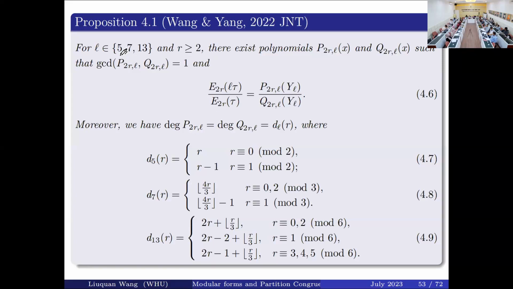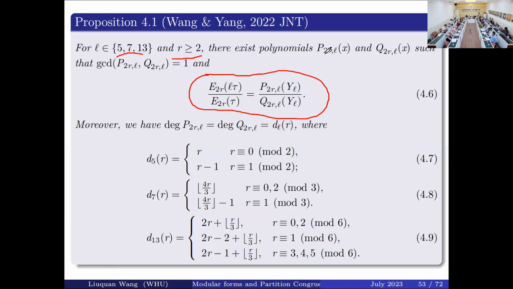For these three special primes and any positive integer r greater than 2, we prove that there exist polynomials p(x) and q(x) such that the quotient of E_{2r} at L tau over E_{2r} at tau can be written as a rational function, with the polynomial p in the denominator and the polynomial q in the numerator. We can also evaluate the degrees of these two polynomials. All these things are not important; you don't need to go through all the details. You just need to know we have such equalities here.